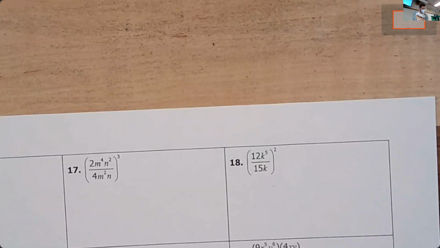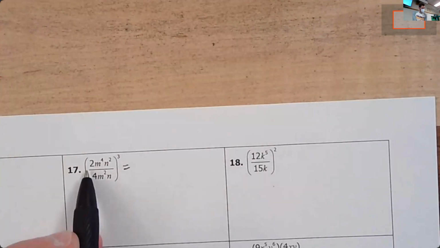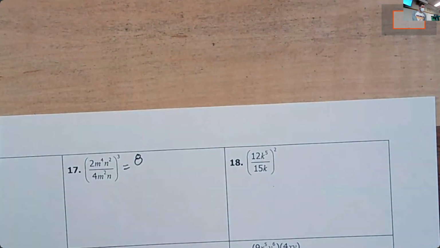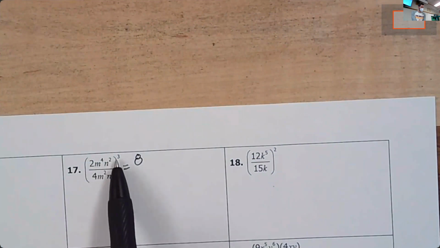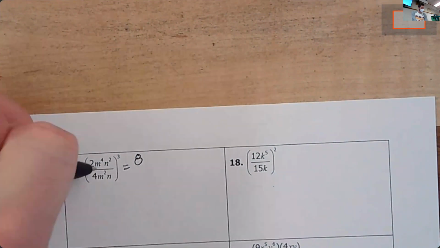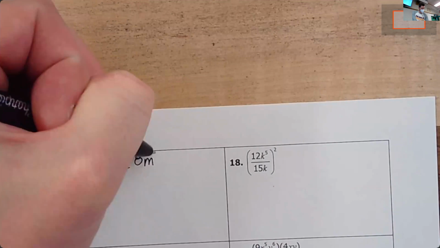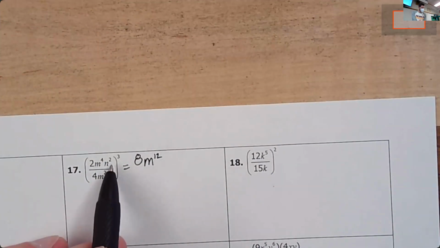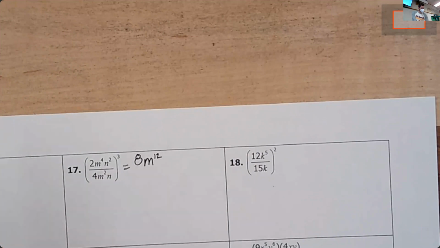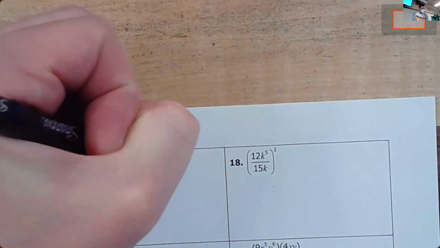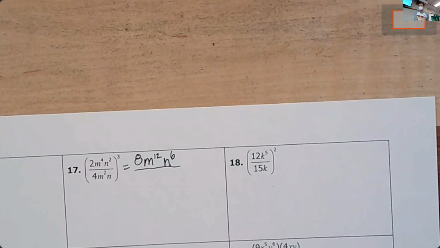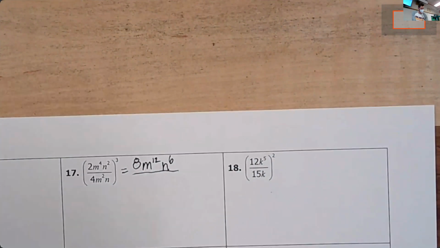So we're going to take 2 to the third power, 2 times 2 times 2, which is 8. We're going to multiply the exponents with the exponent on the outside. So m to the 4th to the 3rd, 4 times 3 would be m to the 12th power. And we have n to the 2nd to the 3rd power, so multiply, n to the 6th power, all over 4 to the 3rd power, 4 times 4 times 4, which is 64.